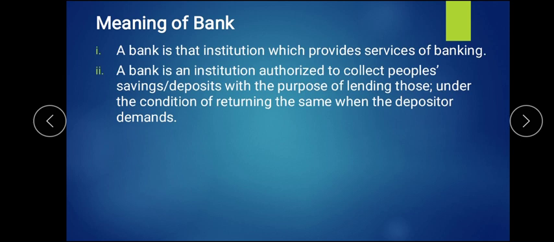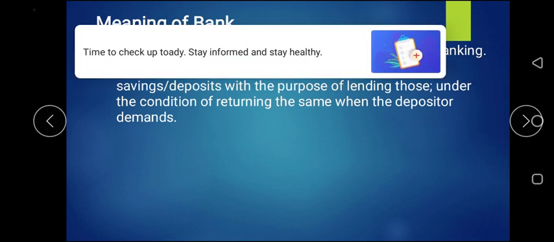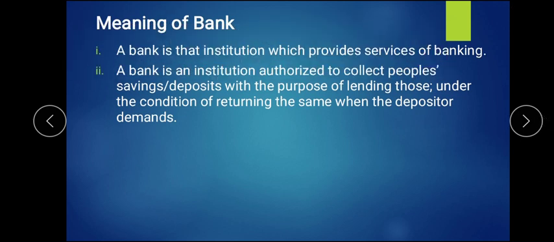So it is an institution which collects the money of the people, the savings or deposits of the people, and lends these deposits to other people whenever they need. They also promise that whenever the depositor demands the money back, they will return the same amount, depending upon how much they want. So this is how it works.